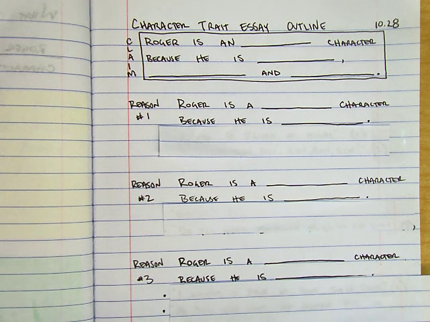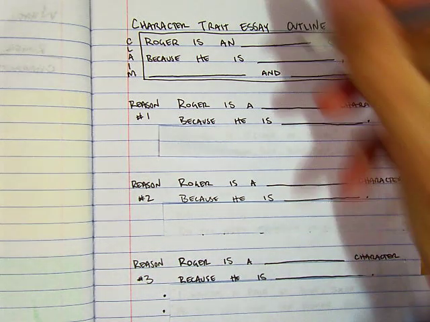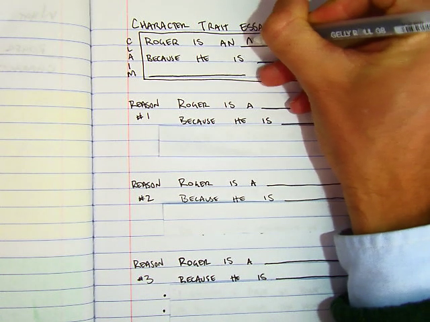So the first thing that we have to do is figure out what kind of character Roger is and why. A really easy way of doing this is just deciding, is Roger an admirable character, as in a character we would look up to, or is Roger an unadmirable character, a character who we would not look up to? And after I read the story and did a bunch of notebook activities, I decided that Roger is in fact an admirable character.